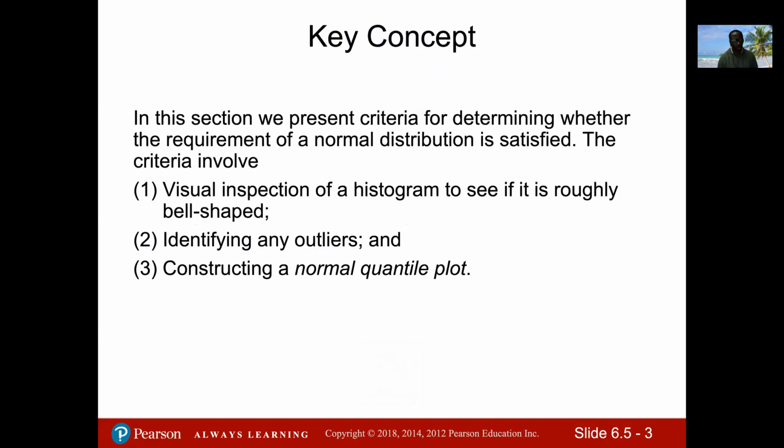Now, in this section, we'll be looking at the visual inspection of the histogram to see if it is roughly bell-shaped, identify any outliers, and construct a normal quantile plot. To assess normality with the histogram, you want to know that the histogram is a bell shape, and whether it has an outlier and so on, okay? So that is the goal.